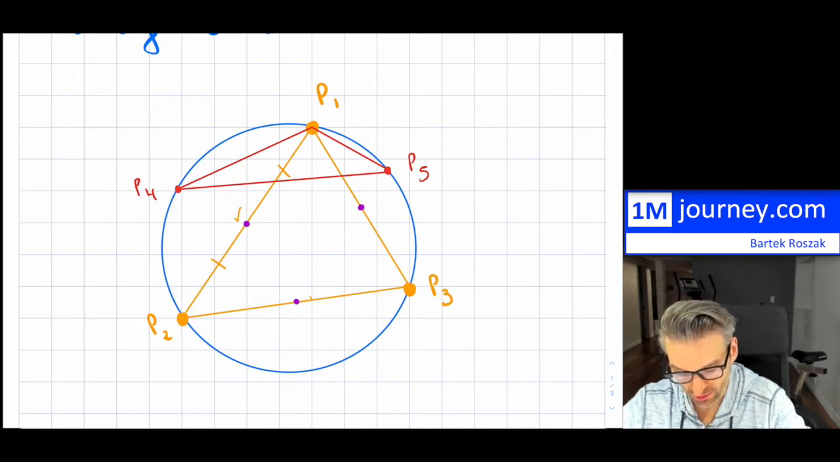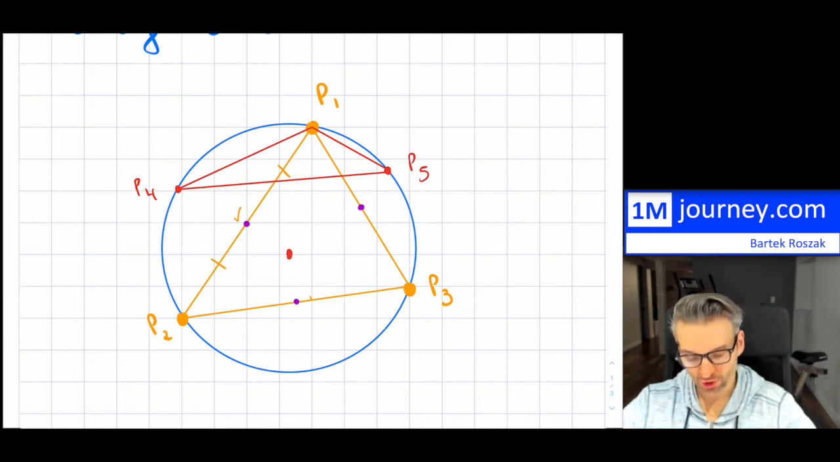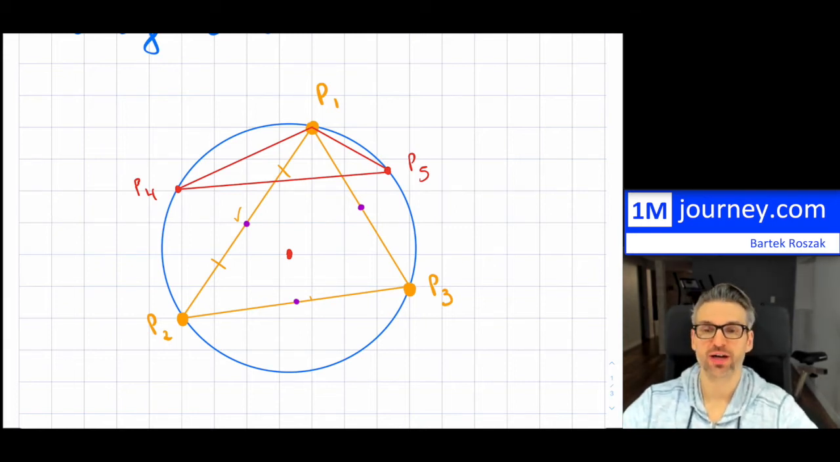Now in this case it would be outside of this red triangle that we've done, so it would be somewhere over here, I guess. Somewhere here would be the circumcenter. So don't think that a circumcenter has to be within the triangle that you're drawing. It can actually be outside.